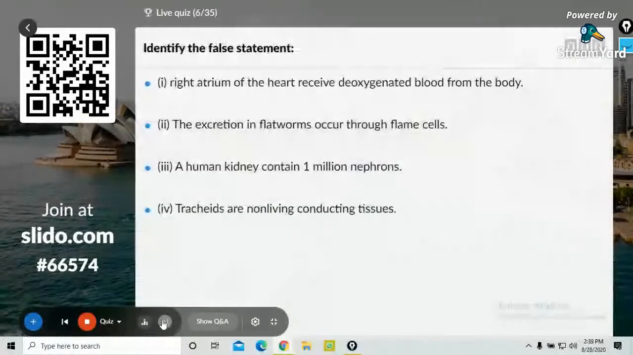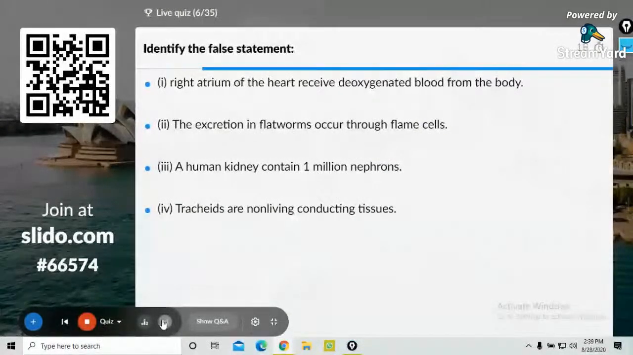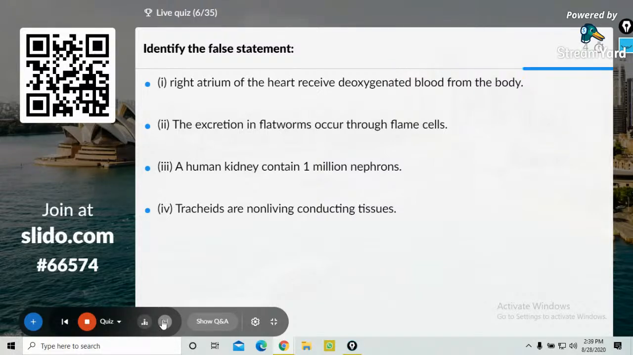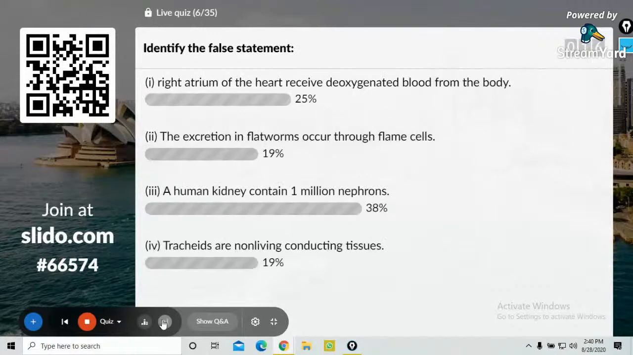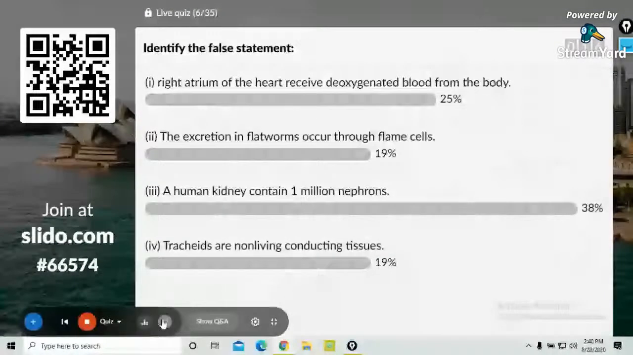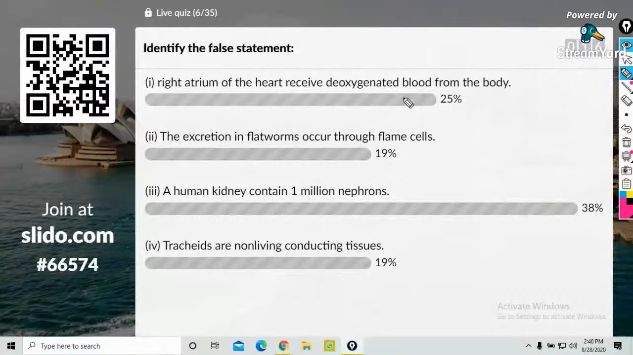Identify the false statement. Right atrium of the human heart receives deoxygenated blood from the body. The excretion in flatworm occurs through flame cells. A human kidney contains 1 million nephrons. Tracheids are non-living conducting tissue. Oh, today also, guys, you are making mistakes. Right atrium, the right part of the heart, receives deoxygenated blood. What is wrong with that? That is a correct statement.